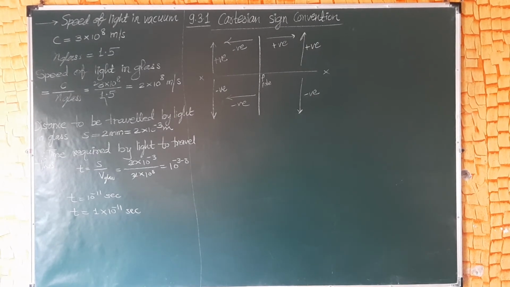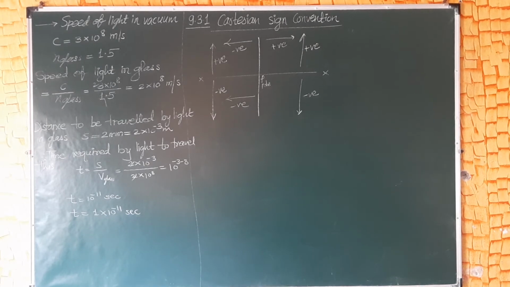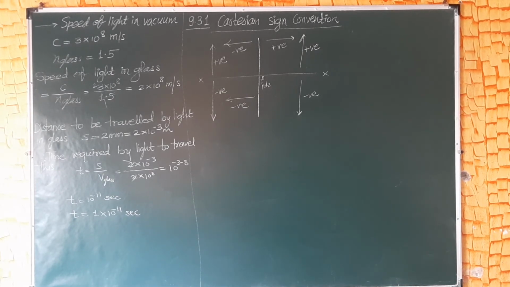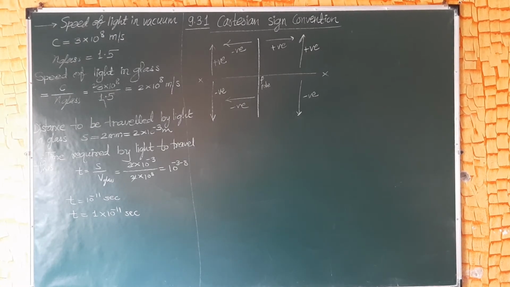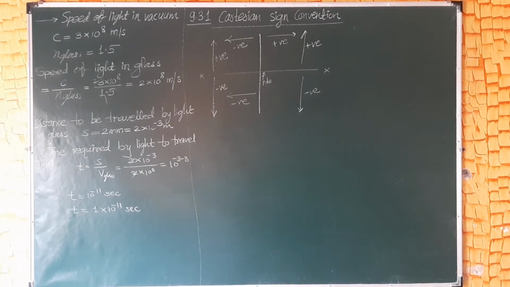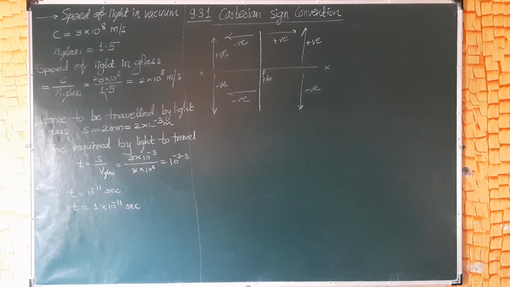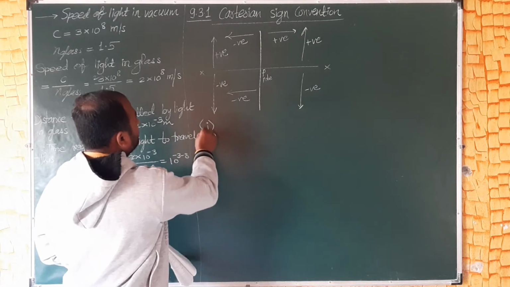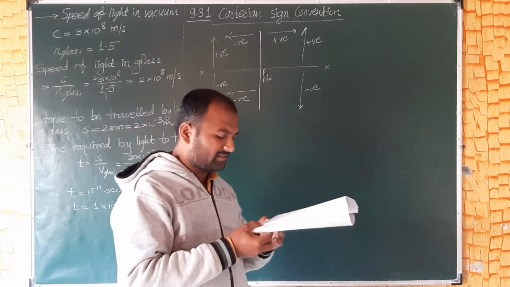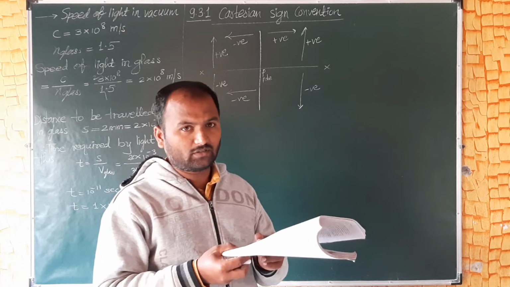Cartesian sign convention. Okay. So here, most convenient sign convention is Cartesian sign convention, and it is analogous to coordinate geometry. Okay. So according to this sign convention, काय काय points आहेत बघा. First point आहे. All distances are measured from the optical center or pole.